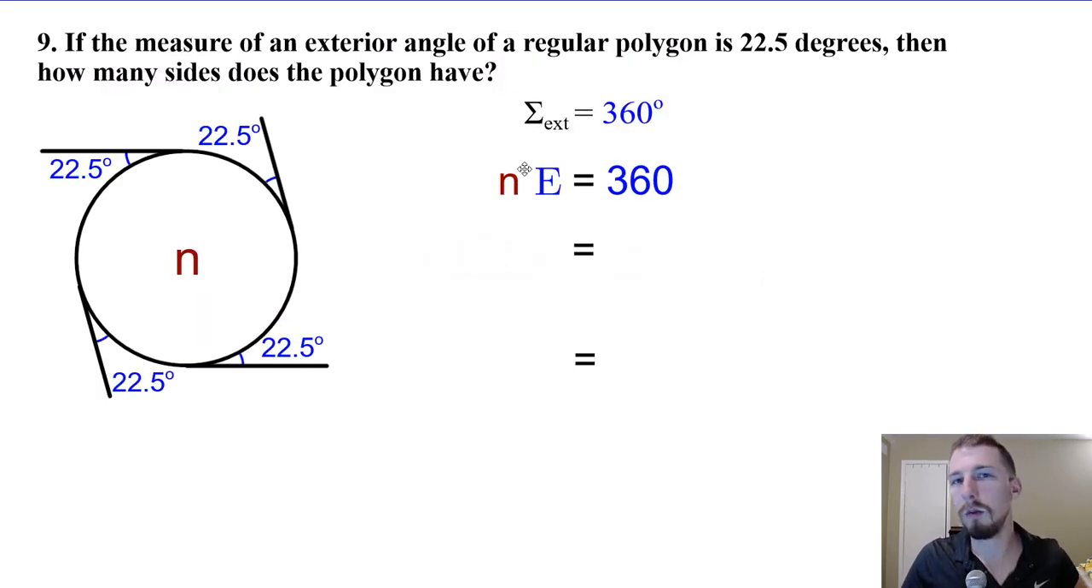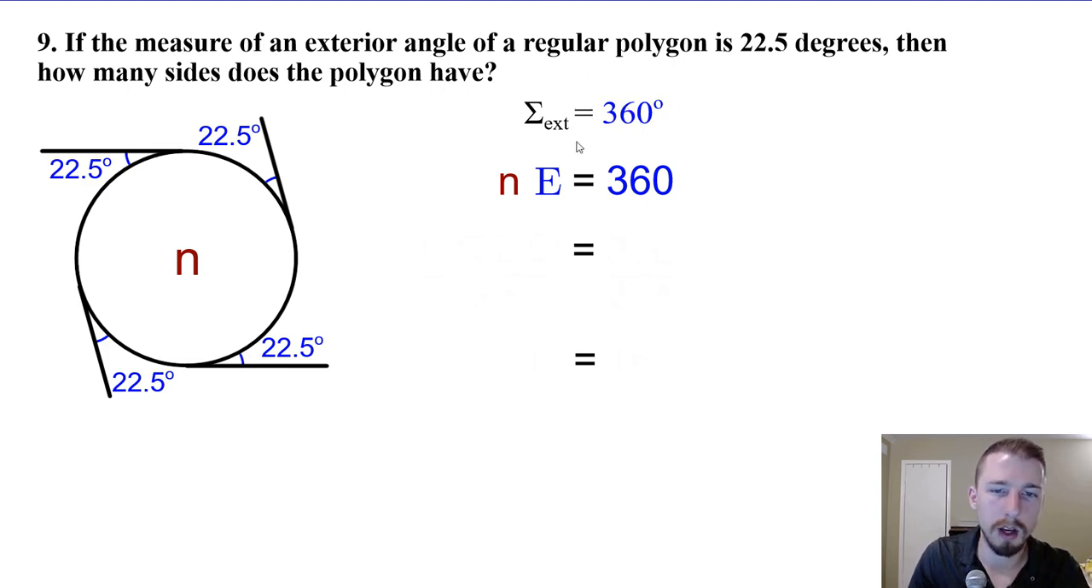All right, number 9. This is one of the weird ones, but we're going to do it together, so you don't have to worry about it. If the measure of an exterior angle of a regular polygon, so again, it's a regular polygon, which is important, that means that all the exterior angles are the same. And one of those exterior angles is 22.5. Then how many sides does the polygon have?